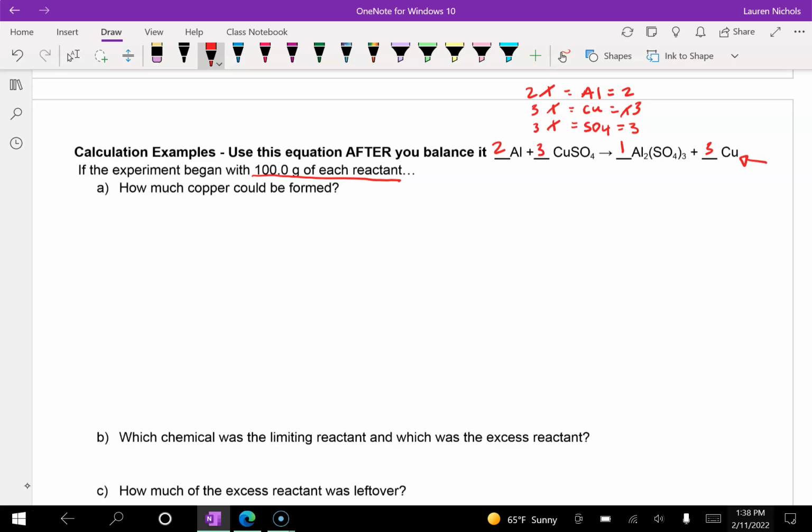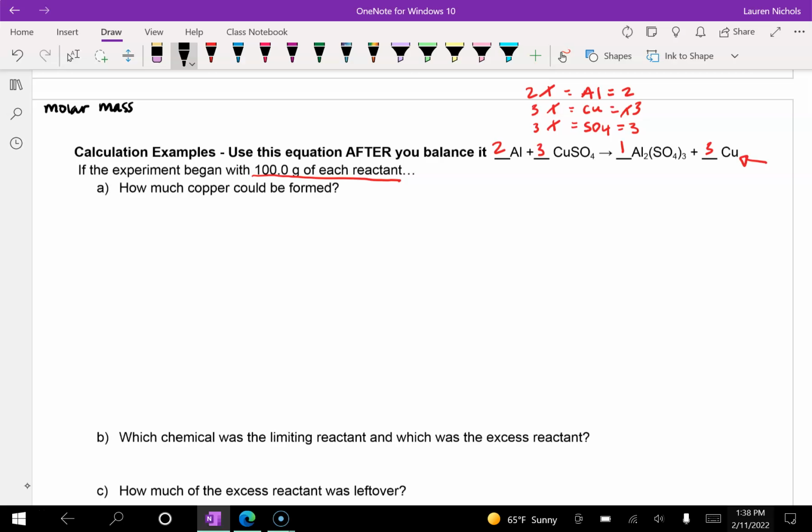So what you're going to have to do is actually determine how much copper could be produced from 100 grams of aluminum and how many grams of copper could be produced from 100 grams of copper sulfate. So that is 2 3-step problems. So what we're going to need is the molar masses of a couple of things. So let's go ahead and do that.